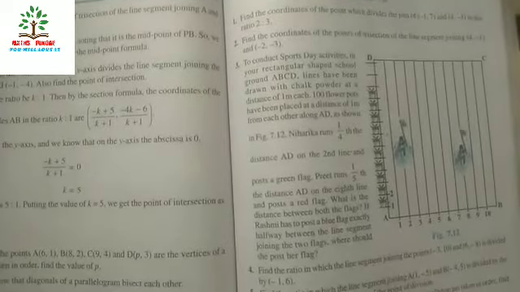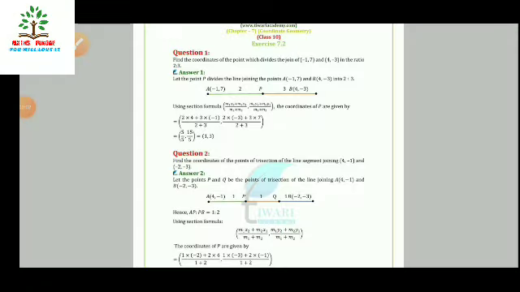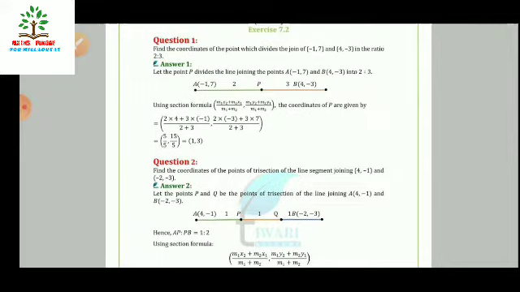In the same video we are now going to solve exercise 7.2. So now we are going to solve the questions of exercise 7.2. Starting with the first question: find the coordinates of the point which divides the join of (-1, 7) and (4, -3) in the ratio 2 is to 3. So here the ratio is given.